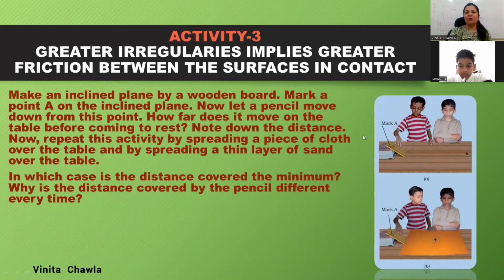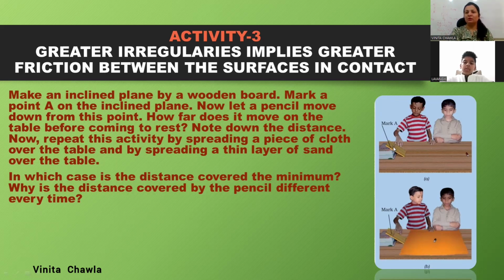Now let a pencil move down from that point. Let the pencil slide down from this point. How far does it move on the table before coming to rest? Note down the distance. Now repeat this activity by spreading a piece of cloth, you can see we have a piece of cloth here over the table, and by spreading a thin layer of sand over the table. In which case is the distance covered the minimum? Why is the distance covered by the pencil different every time? Now give me the answer.